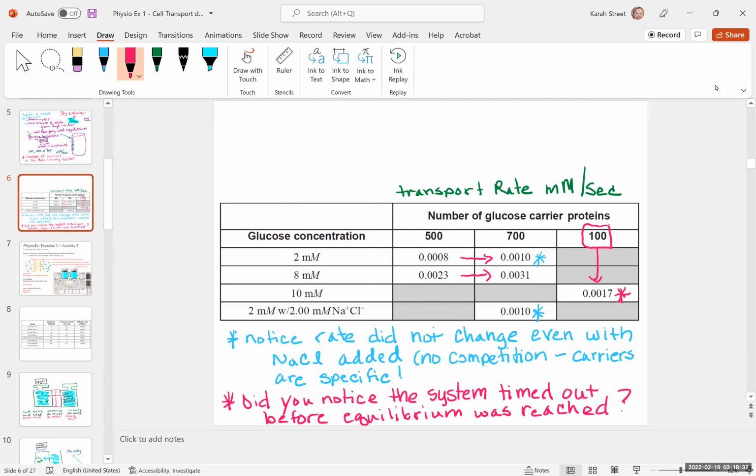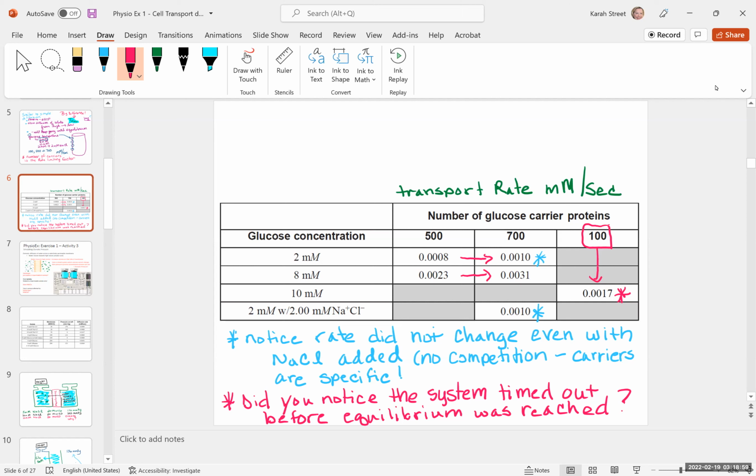Notice that your data gave you a transportation rate. However, that number is useless to you. Did you notice that the system timed out before equilibrium was reached? We still had some glucose that had not been moved. Did you pay attention to that? There are even questions in your PhysioEx that ask you to address this.